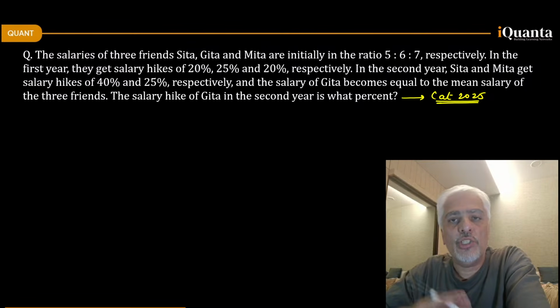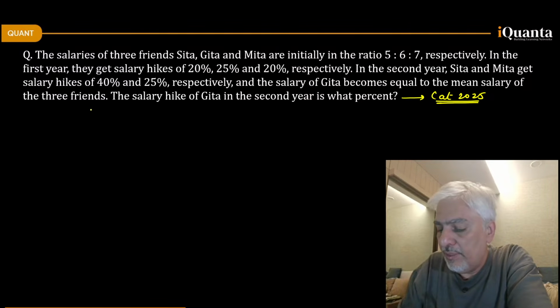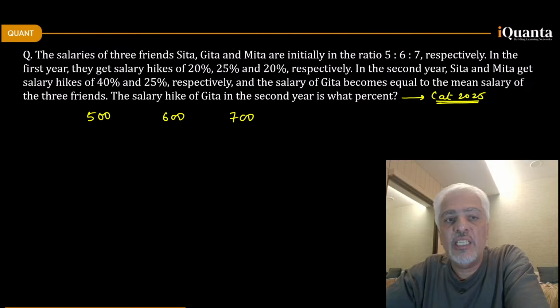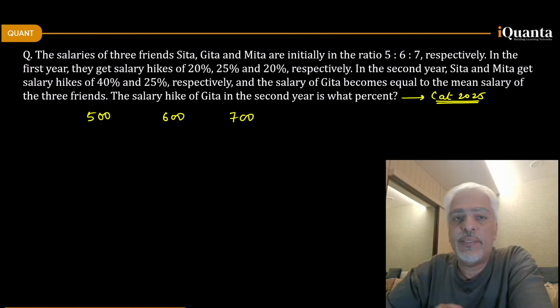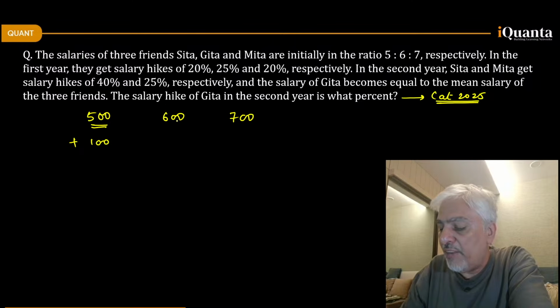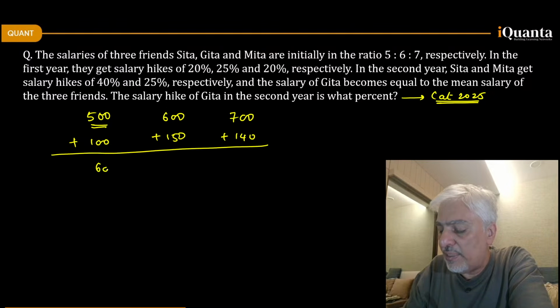In an exam situation, when I'm thinking for the first time, this is what I would do. 500, 600, 700. Salary of Sita, Geeta and Meeta. In the first year, they got hikes of 20, 25 and 20%. 20 of 500 is 100. So they got 100 rupees more. 25 of 600 is 150 and this is 140. So after 1 year, the salaries will become 600, 750 and 840.